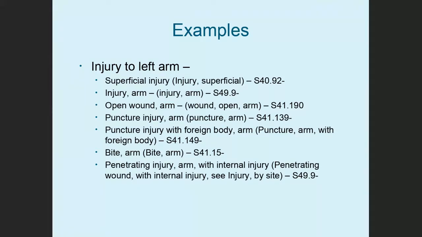So let's look at an example. At the beginning of this video, I talked about the organization of the S codes. So here's an example for various types of injury to the left arm. Note that all these injuries start with S4. The third digit indicates the type of injury: superficial, unspecified, open. Puncture is done as open. With foreign body is open. Bite, open. Penetrating, 9. So you can see how this works. For the injured left arm, they're all going to start with S4, and then the other digits will vary.